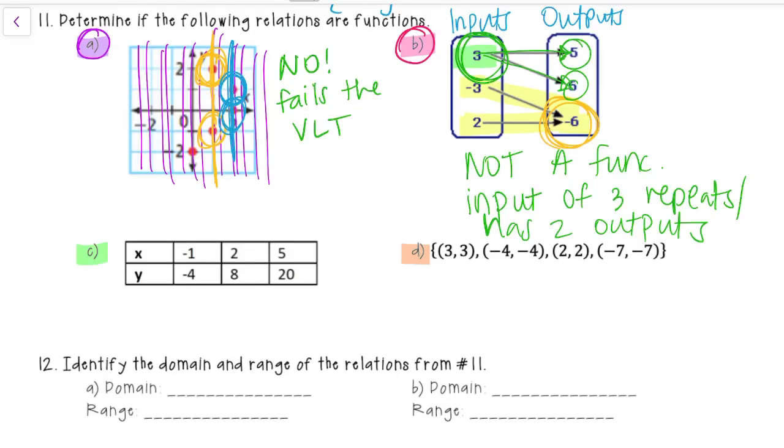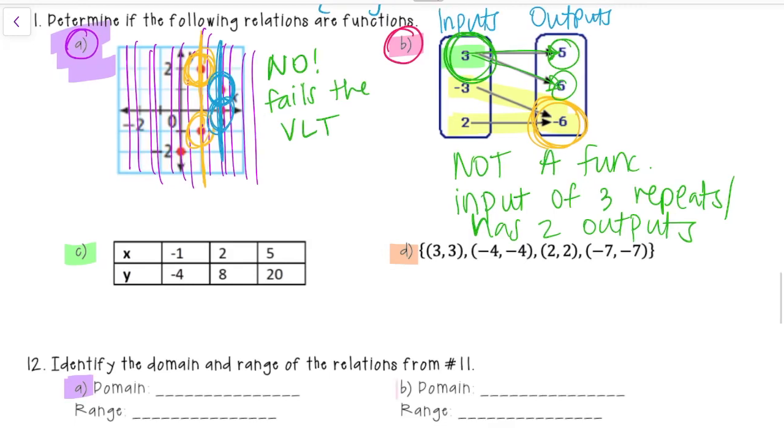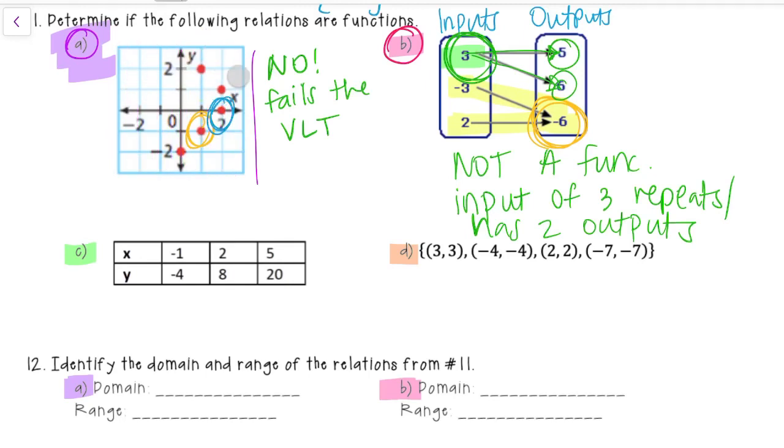For number 12, we are identifying the domain and range of the relations from number 11. And so we will do A and B together. So those are corresponding to the graph that we did as well as the mapping diagram. So 12A is asking us really about 11A, and we want to know the domain and range. Well, remember, domain is all of your inputs, range is all of your outputs.